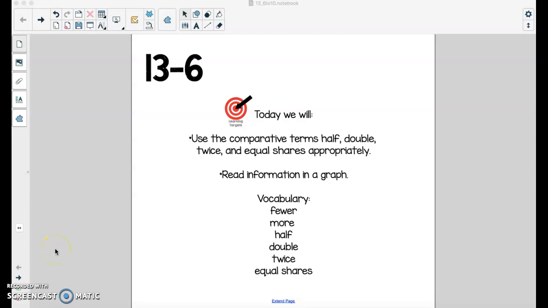Hey guys, today I'm going to be working on 13-6. So you need your math books, both math books, homework and activity book, and just need to follow along. Today will be a really short lesson.